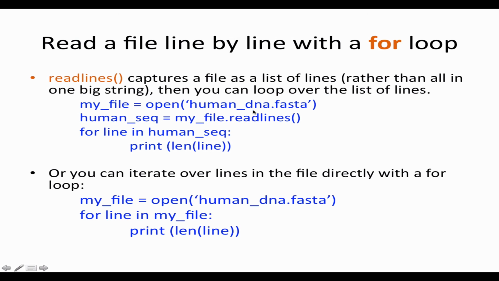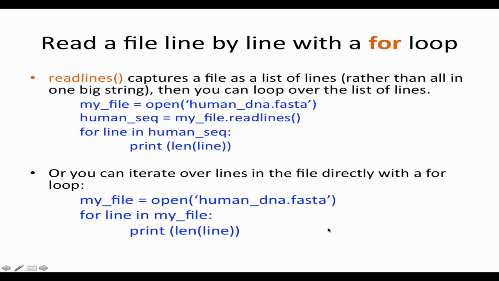My file open humandna.fasta, human seq equals my file read lines, for line in human seq print length of line. So that's just an example. It'll give you the length of every line in your file. Some of them will be header lines and some of them will be sequence lines. So you'd maybe have to say, well, does the line start with a greater than symbol? If it does, skip it. If it doesn't, then print the length. And now you'd have the length of all the sequences in your FASTA file. Doable.